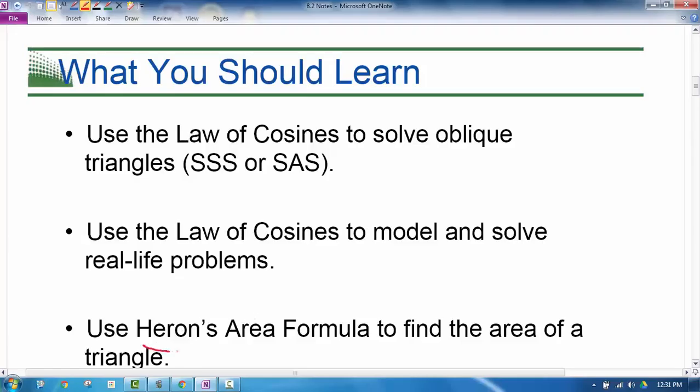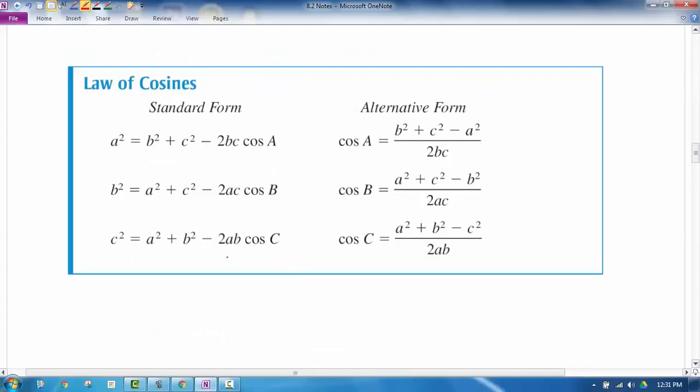I don't have any of this in the web work, but this might be on the quizzes, so we will practice this at some point. Okay, here are the formulas for the law of cosines right here. There are different ways to write it.